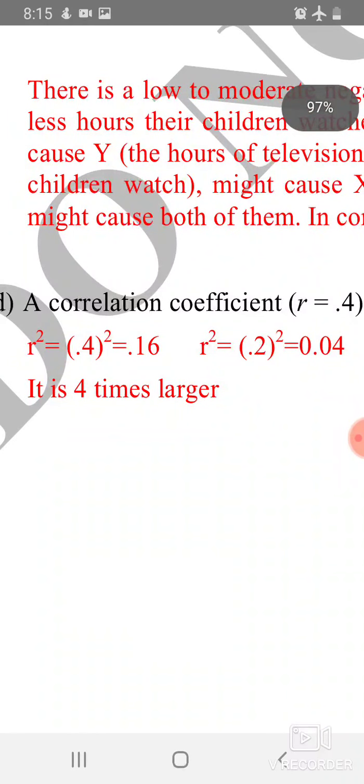R squared is simply the correlation squared. So once you solve for R, you square that, and that is how you find the effect size, defined as the proportion of variance accounted for. All right, let's go on to the questions.